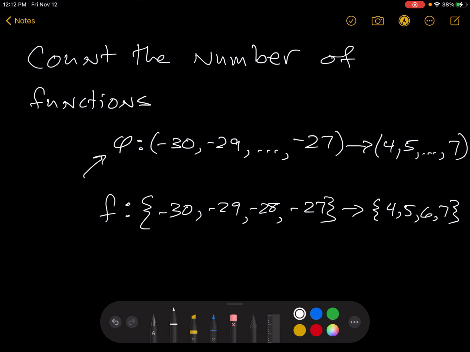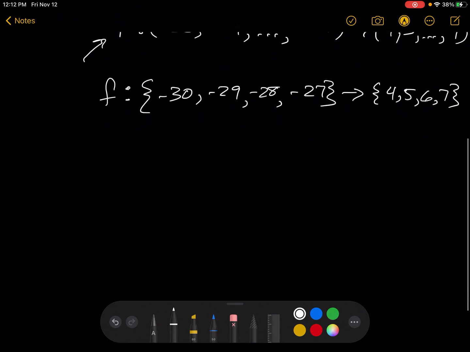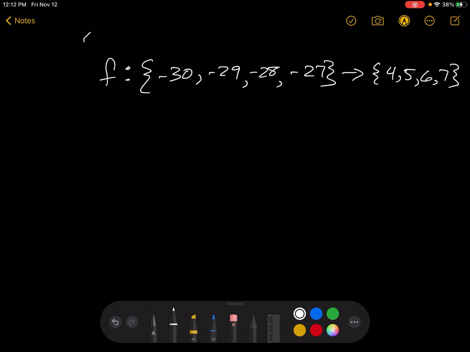But in any case, the domain and target are finite, and they have the same number of elements. That's important. Because they're finite and they have the same number of elements, we really don't need to worry about what the actual numbers are here.